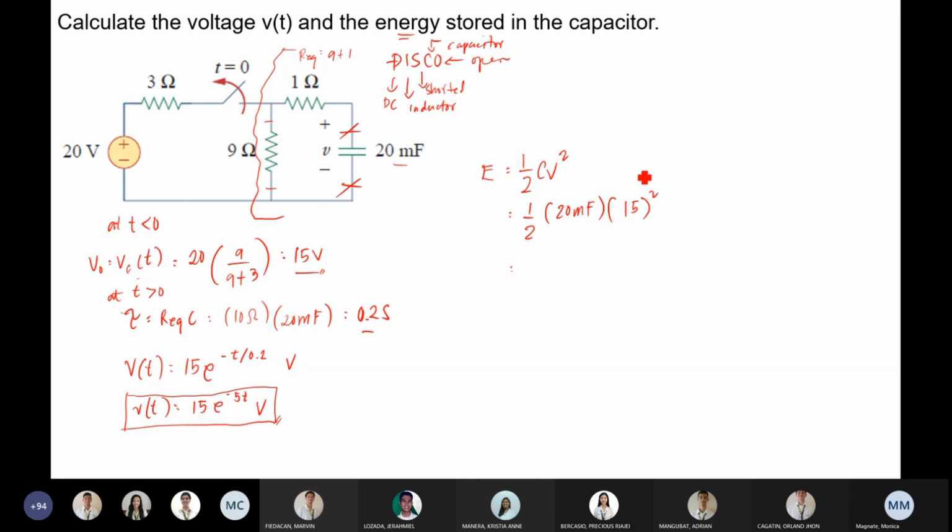Saan ito equal? 2.25. So, ano unit ng ating energy? Joules. Ayan, so ito siya. Pero kapag tinanong, energy at a time t, so syempre, consider nyo itong V of t, yung naka-e raised to negative 5t pa, no? Ayan. So, 2.25 joules. May tanong ba sa source-free RC circuit?